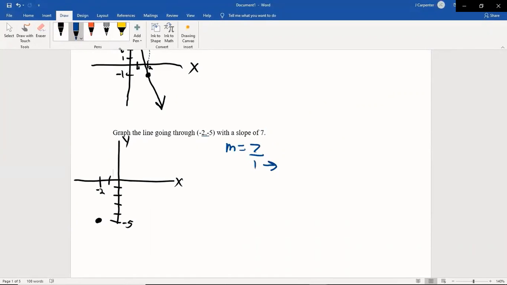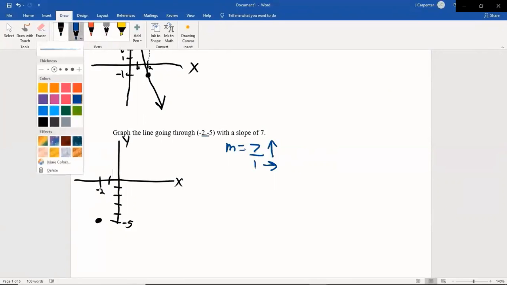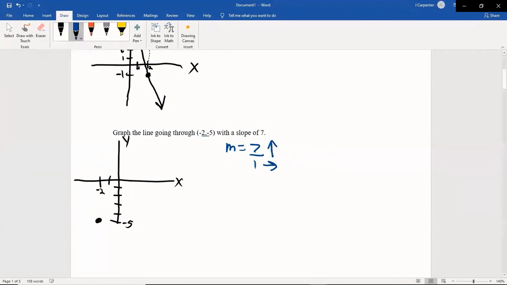But per usual, if you have a method that works always, you can use whatever method you like. And then the 7 in the top tells us how far up or down to go, but since it's positive, it's going to be up. So from any point on the graph, we can go right 1 and up 7, or up 7 and right 1, and we'll get another point. So let's try it out. If I go right 1, I'm starting at -2, so I end up at -1.